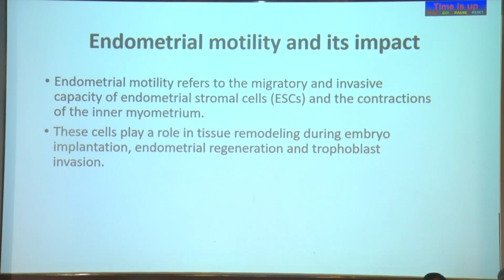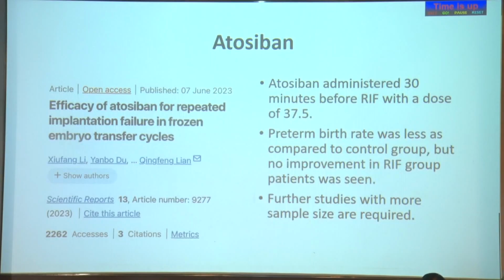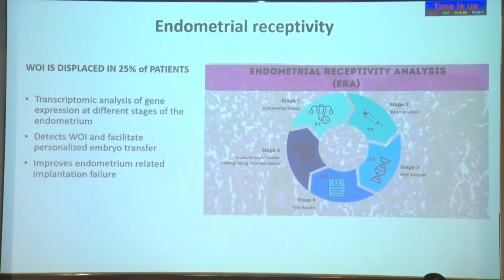Then endometrial motility and its impact. Motility is to be considered when you are transferring, because it plays a role in tissue remodeling during embryo implantation and endometrial regeneration. Atosiban was thought to be very good, and initially we started using it, but then again the studies have shown that it did not have much impact, so most of us have stopped using it. Then endometrial receptivity, the ERA test.